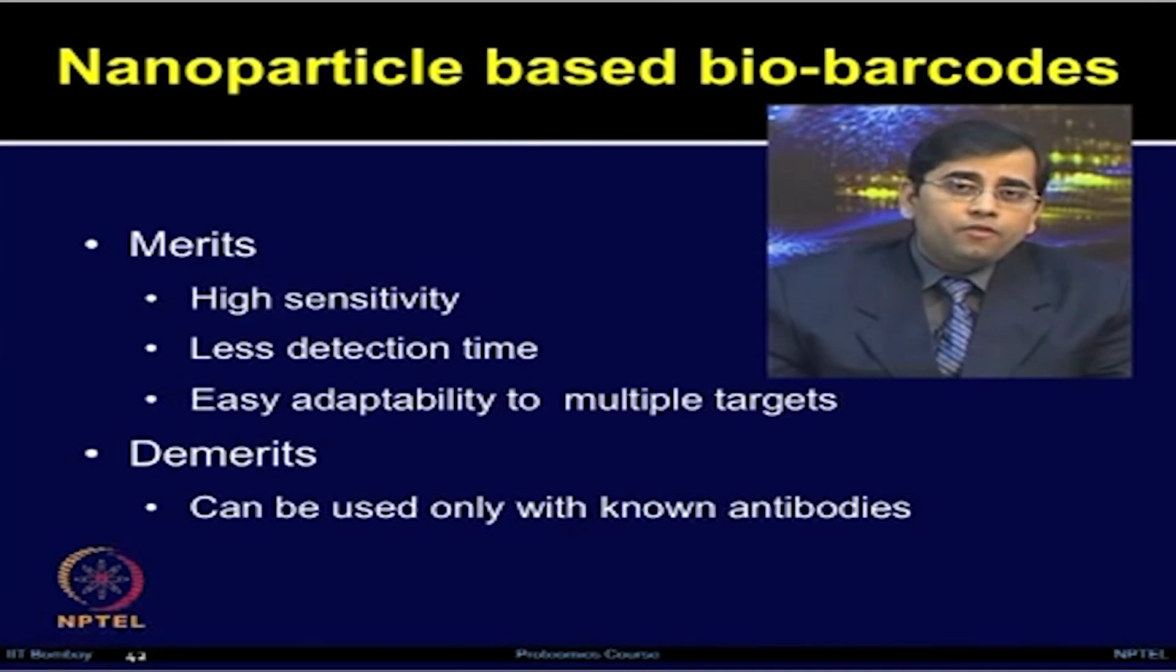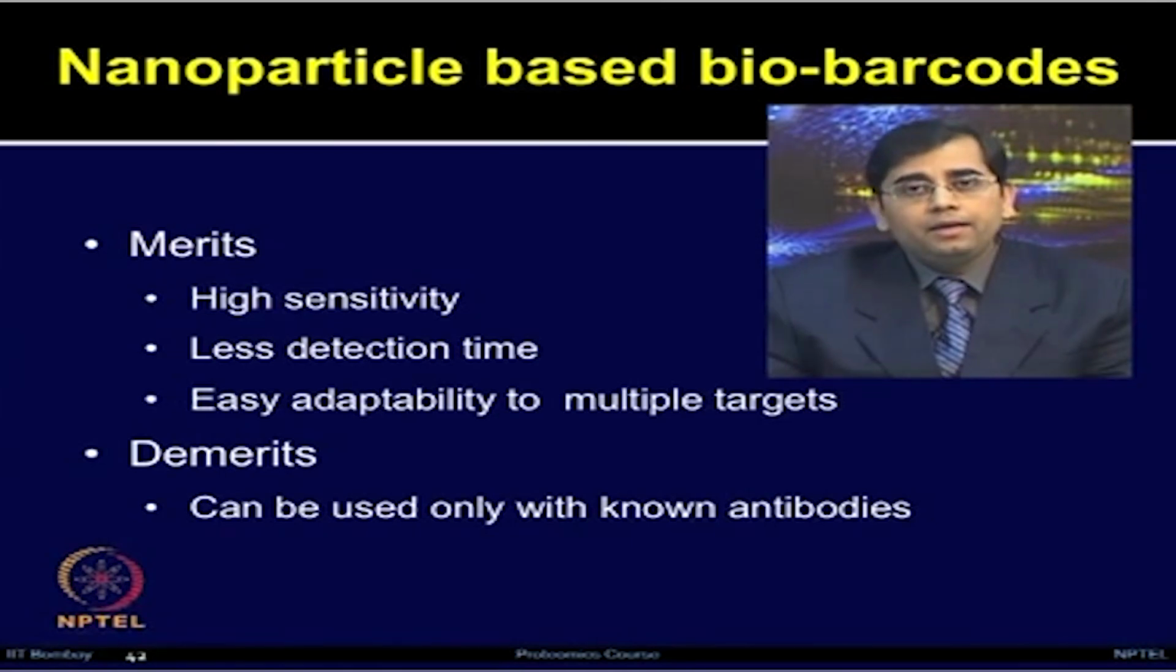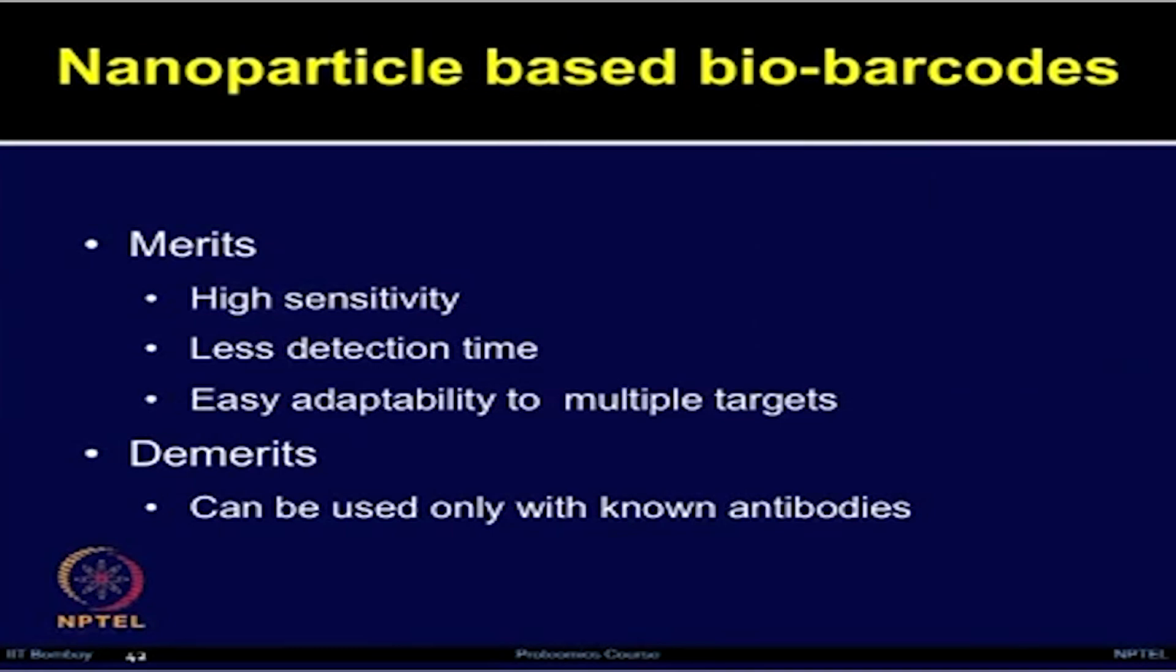So, the number of antibodies as well as good quality antibodies is one of the limiting factors for performing nanoparticle based biobarcode assays. And in fact, the same is also true for many applications in proteomics which require antibodies.